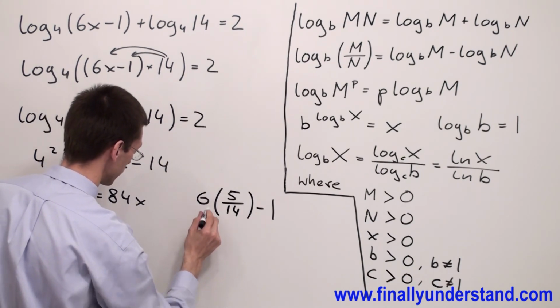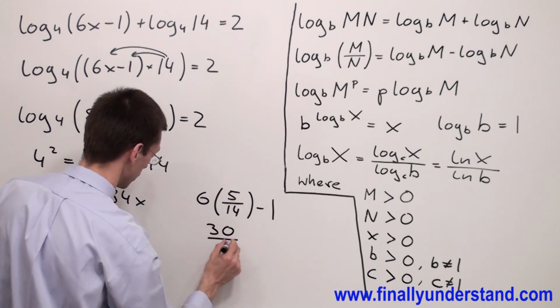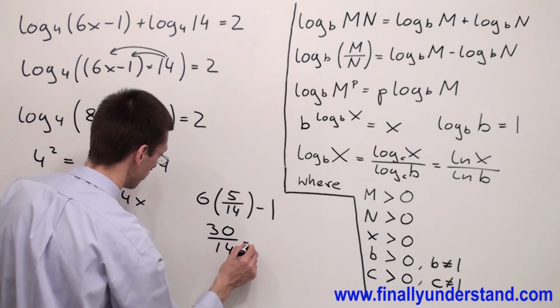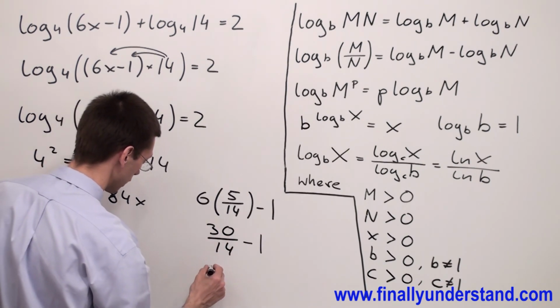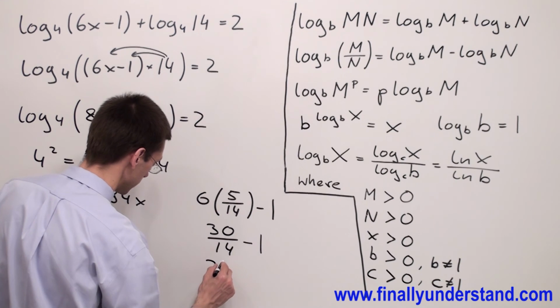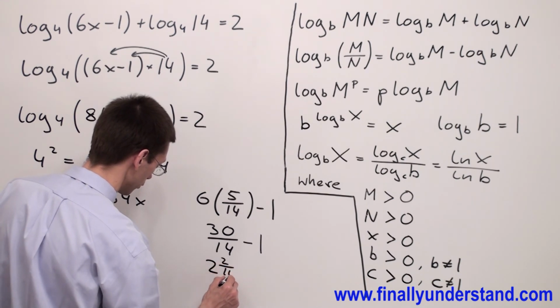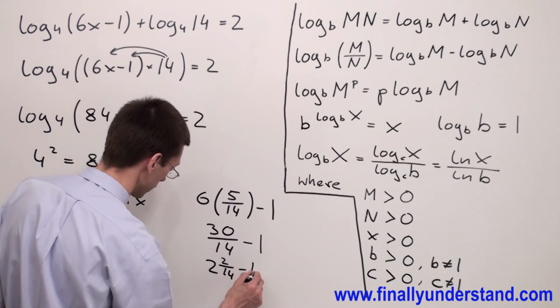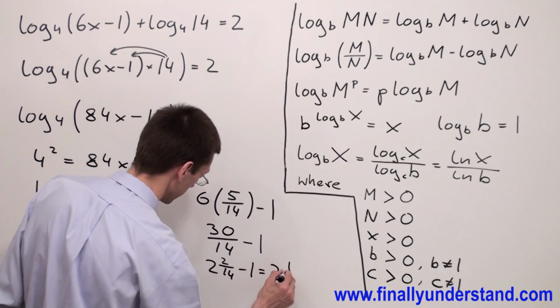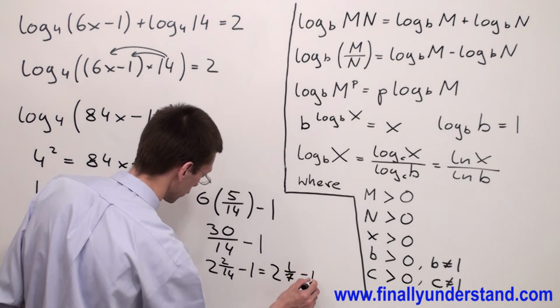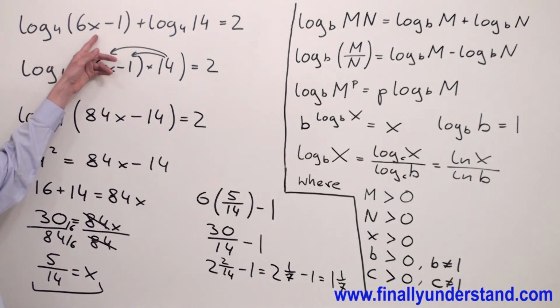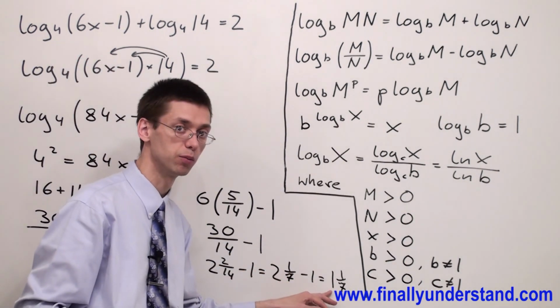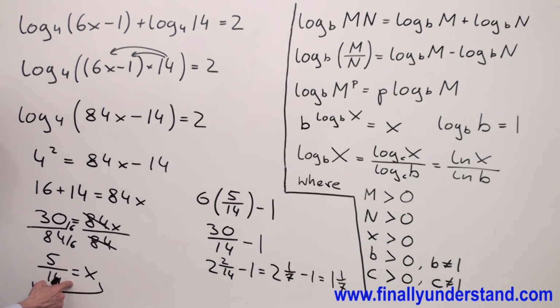So I have 6 times 5 is equal to 30 over 14 minus 1. 30 divided by 14 is equal to 2 and 2 14ths minus 1, which is equal to 2 and 1/7 minus 1, which is equal to 1 and 1/7. So the domain for this logarithm is going to be a positive number. That's why this is the solution to my problem.